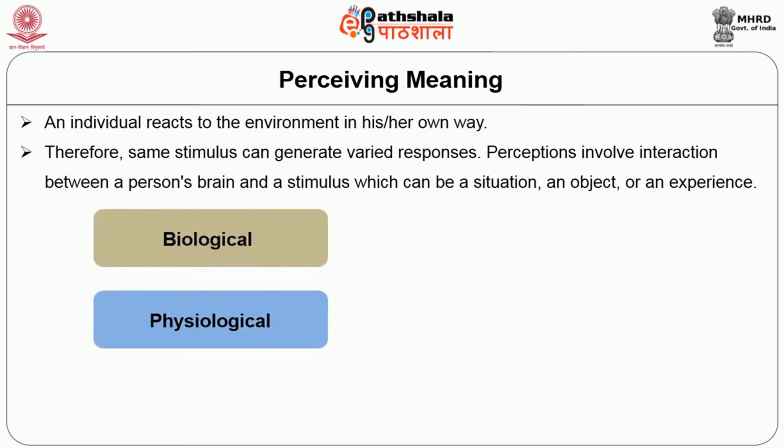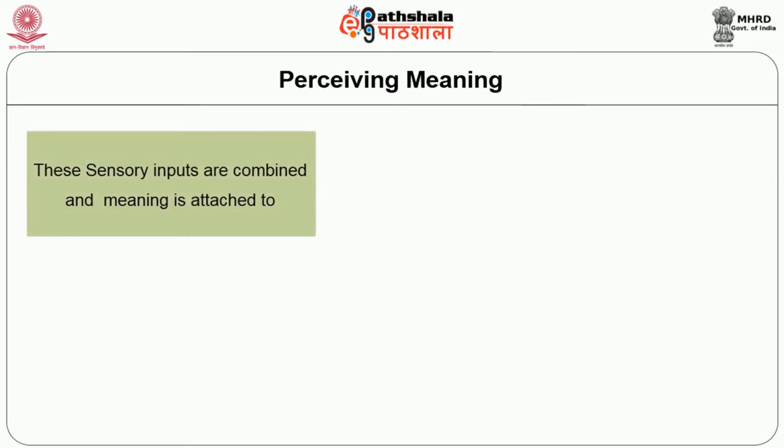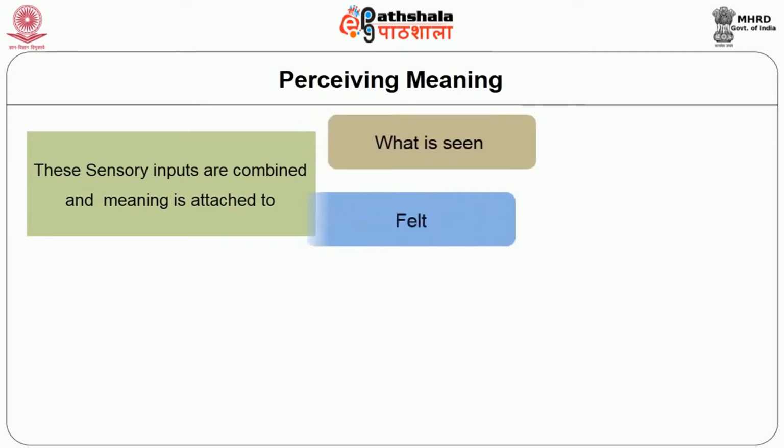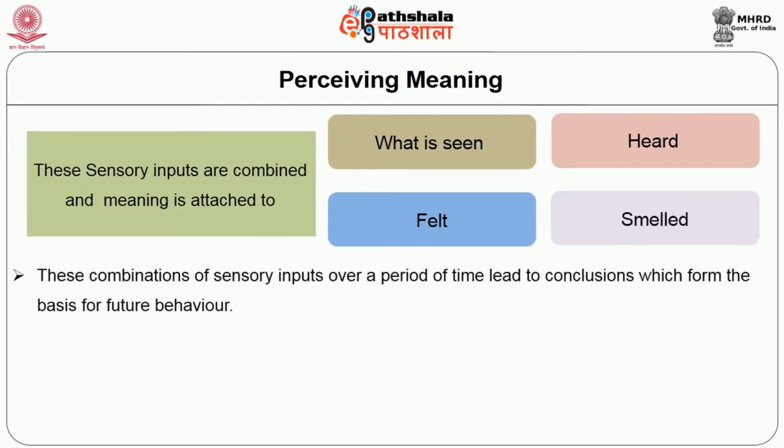Biological, psychological, and social factors affect perception. These sensory inputs are combined and meaning is attached to what is seen, felt, heard, smelt, or tasted. These combinations of sensory inputs over a period of time lead to conclusions which form the basis for future behavior.